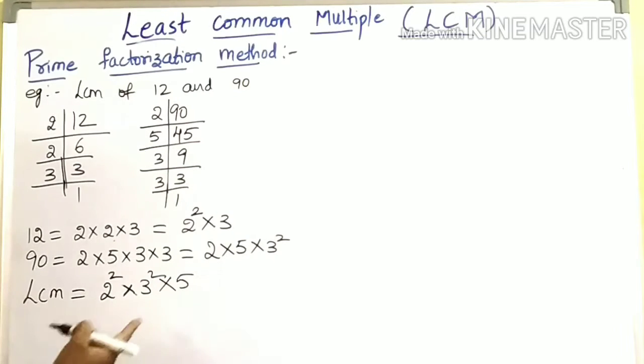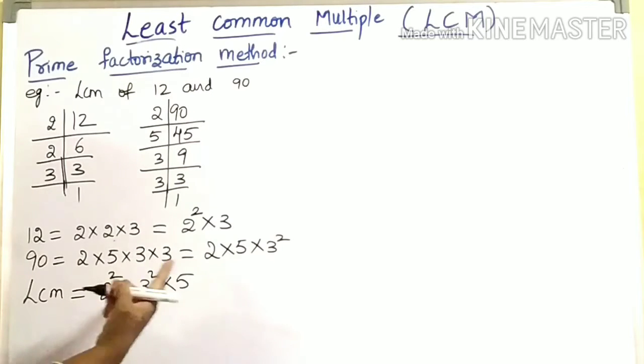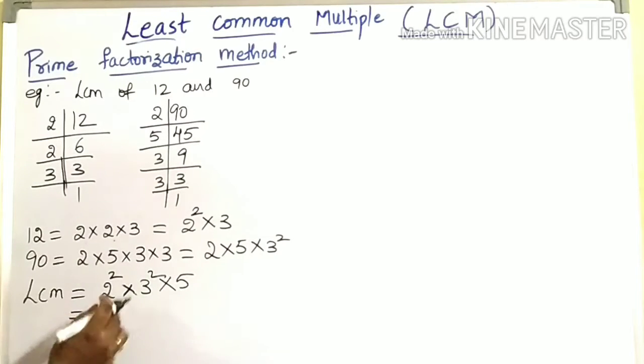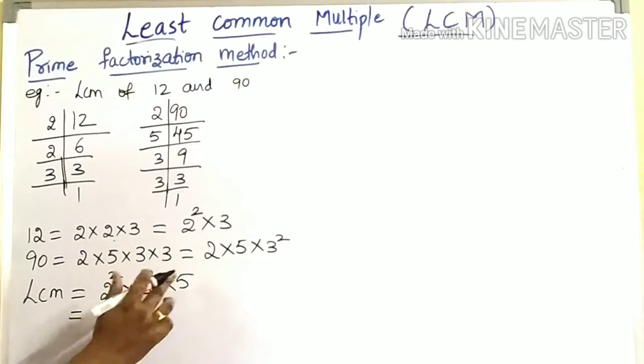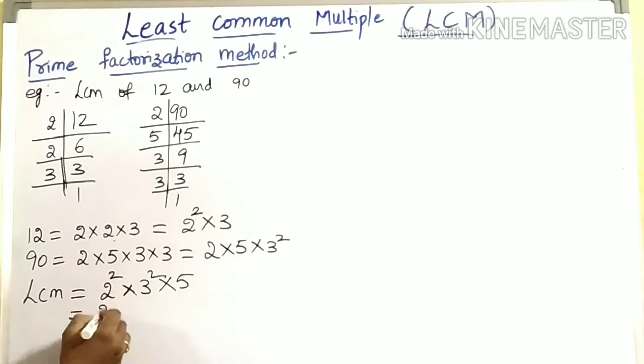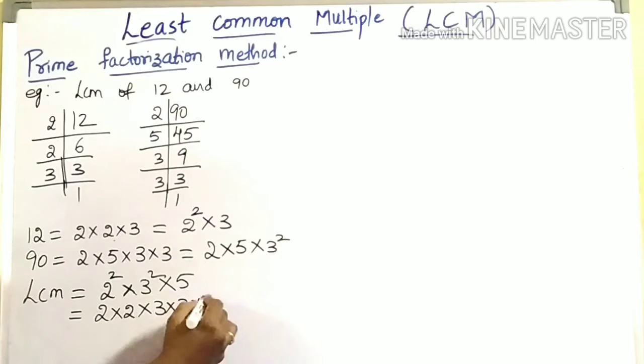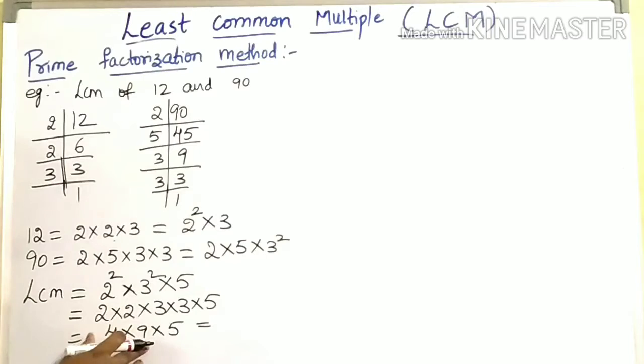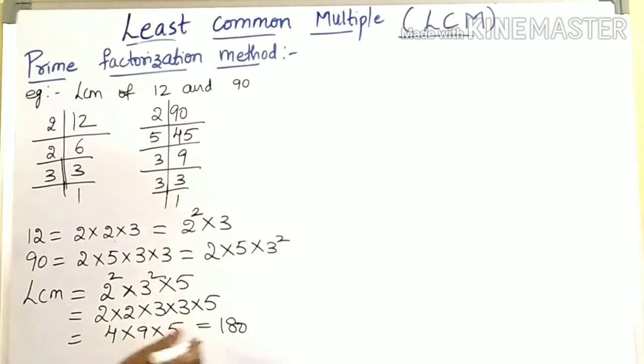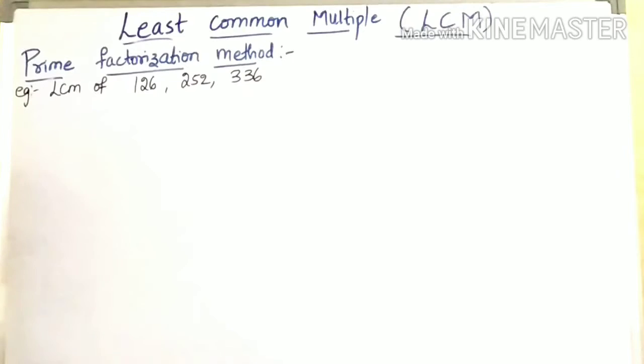So the numbers that we are going to multiply to determine the LCM of 12 and 90 are 2 square, 3 square and 5. So LCM is nothing but 2 square into 3 square into 5. 2 square means how much? 2 into 2. 3 square is nothing but 3 into 3, into 5. Okay. Now 2 2s are 4, 3 3s are 9, into 5. So how much are 4 9s? 36. 36 5s are 180. So LCM of 12 and 90 is 180.